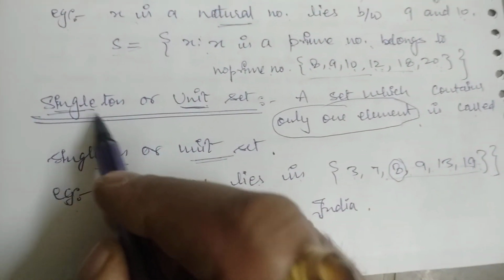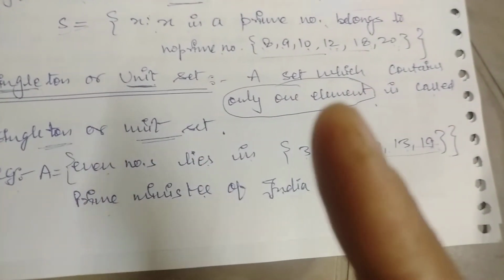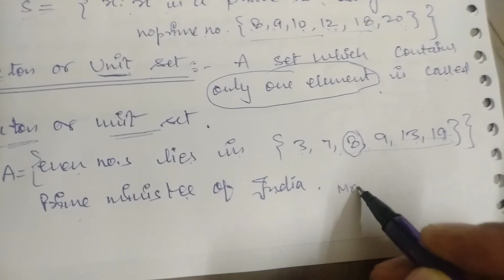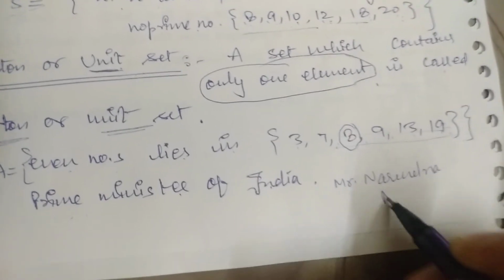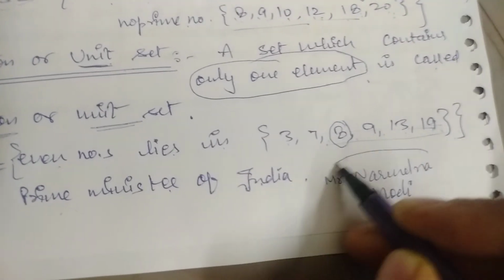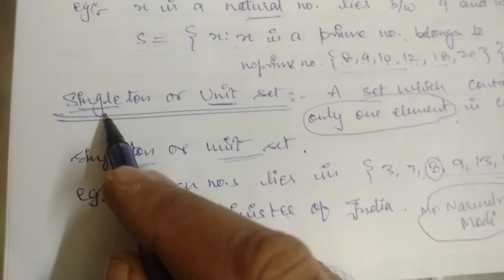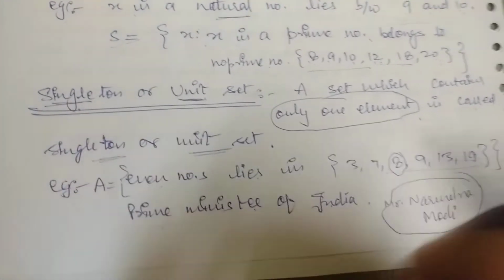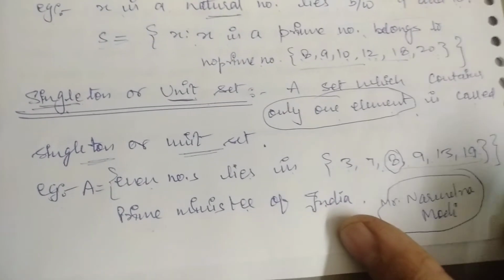singleton set. Another example is the Prime Minister of India. The Prime Minister of India is only one, Mr. Narendra Modi. Only one element is there. Then this set is called a singleton set. Okay. So a set containing only one element is called a singleton set.